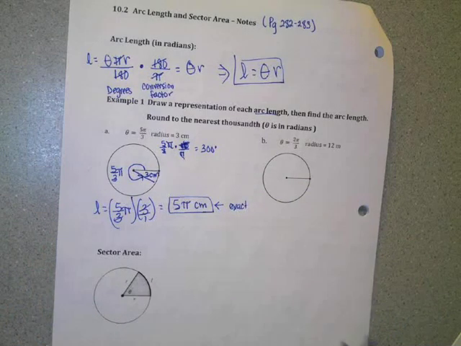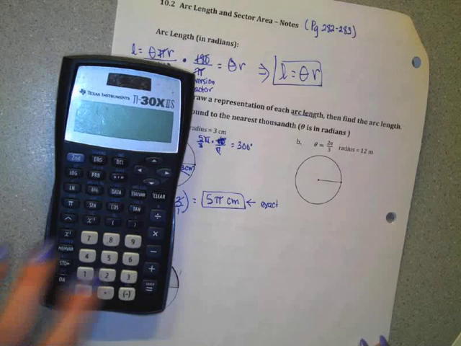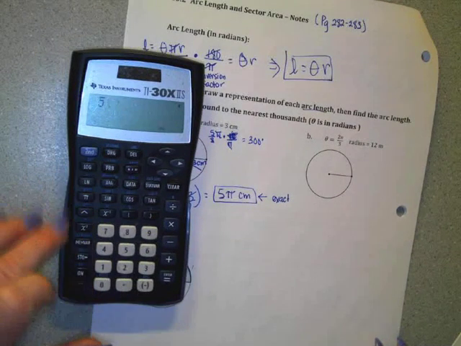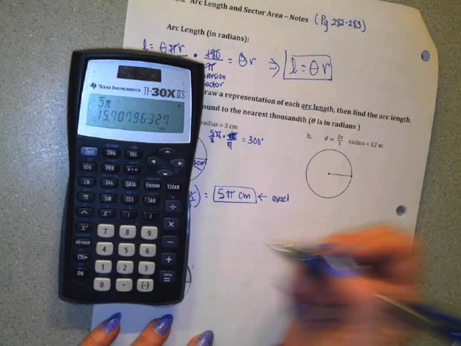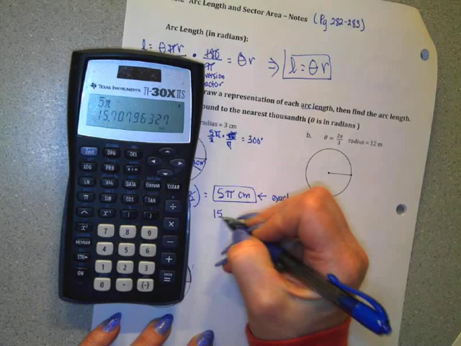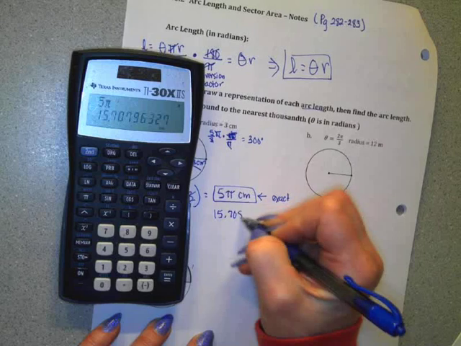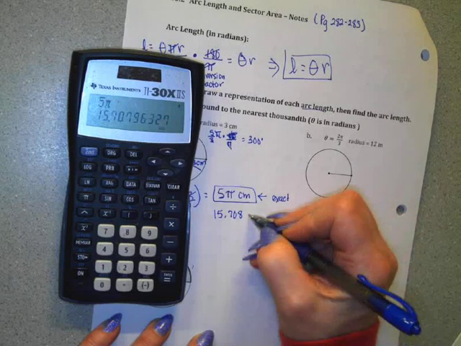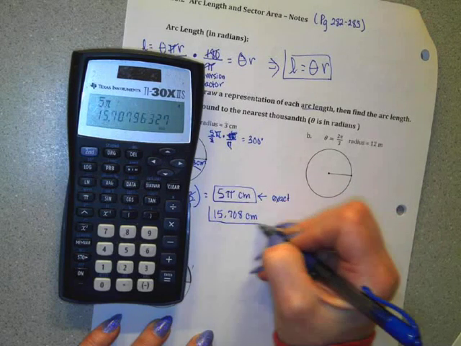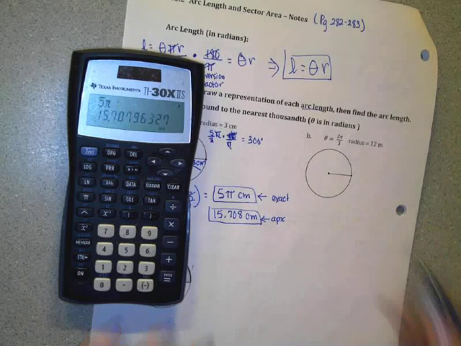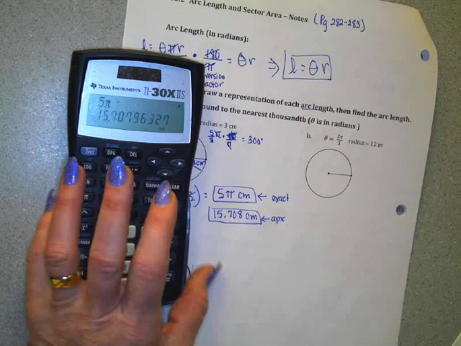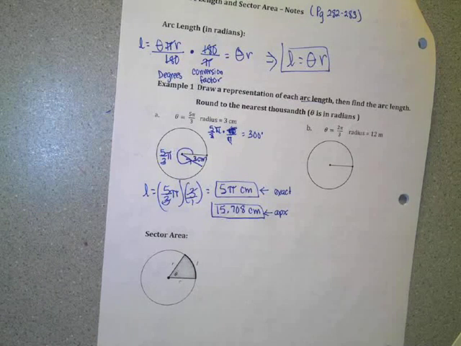Its approximation would just require me to do 5 times pi, so 5 pi, and I would get 15. And remember, we're going to the nearest thousandth, so 15.708, and it would be centimeters as well. And this is considered the approximate answer. All right, so there's an example of the first type.